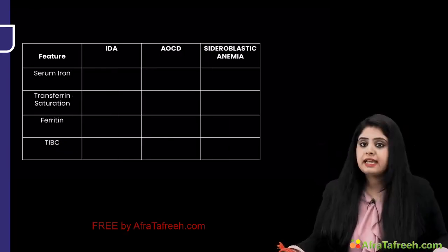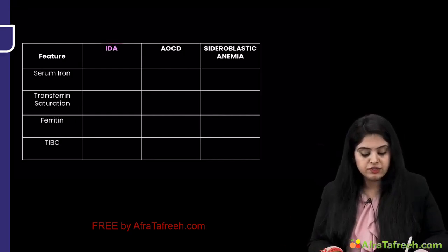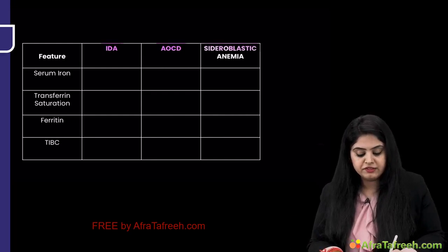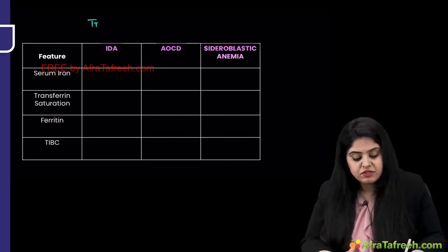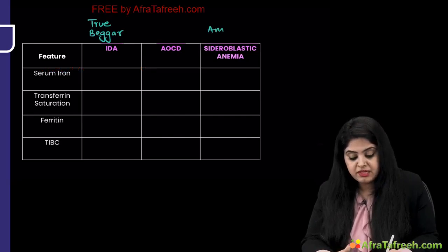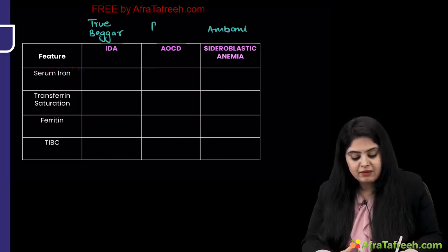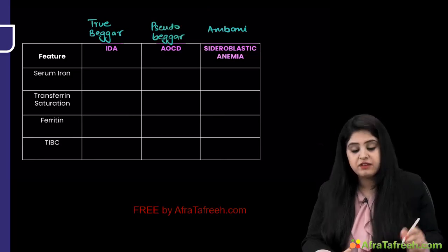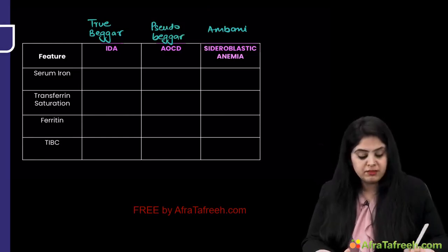Finally, on that note, can I make a final flowchart of how to differentiate iron deficiency anemia, anemia of chronic disease and sideroblastic anemia? First, let me give them their pet names. Iron deficiency anemia was the real beggar, where everything is going to be very, very less. Sideroblastic anemia is the Ambani, where everything is like too much, overload. And anemia of chronic disease is that pseudo, that liar who's lying to me because I will catch him by his bank account.